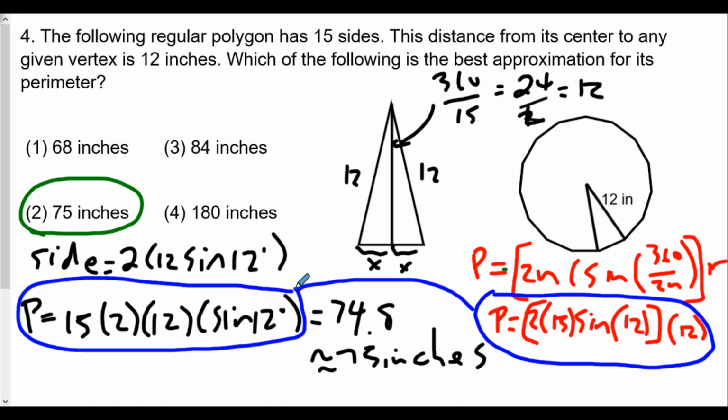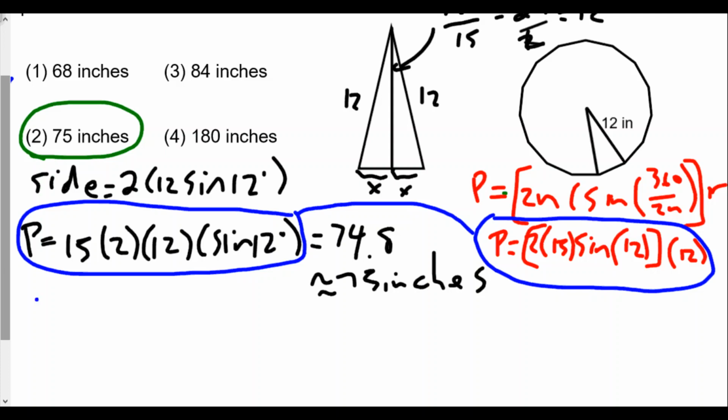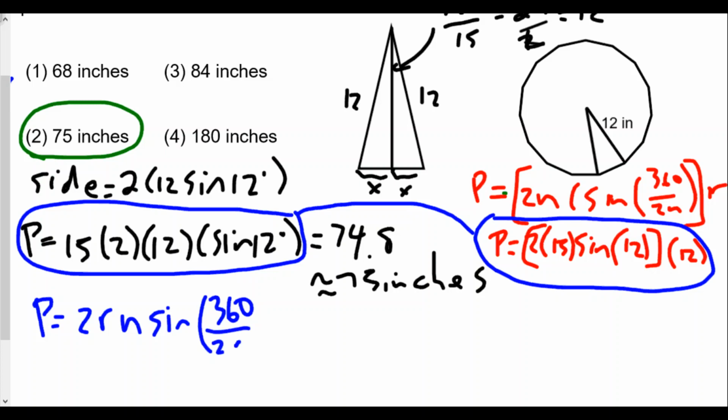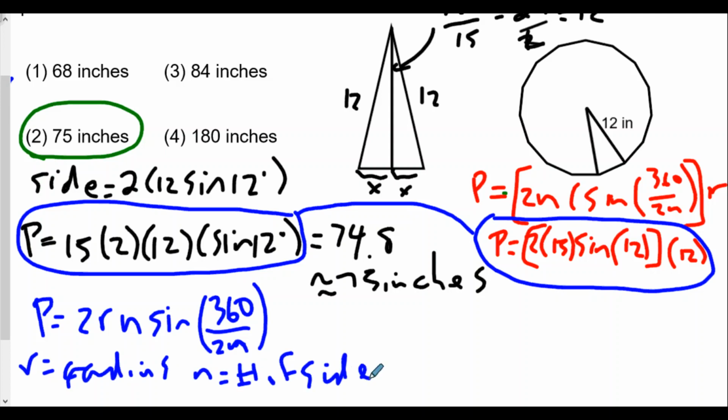So really, if we want to write this formula out, we write it as the following. The perimeter is equal to 2r times n sine of 360 over 2n, where r is the radius and n equals the number of sides. And this works for a regular polygon. So we have two methods, a formula and a step-by-step way of breaking down our work.